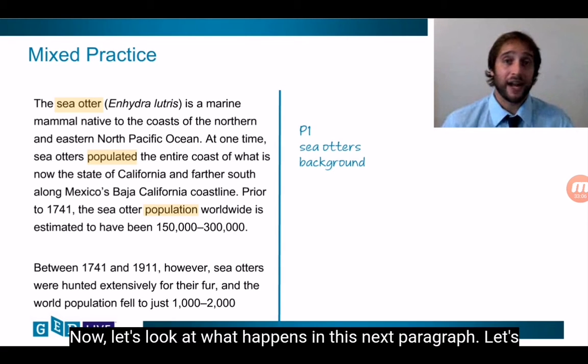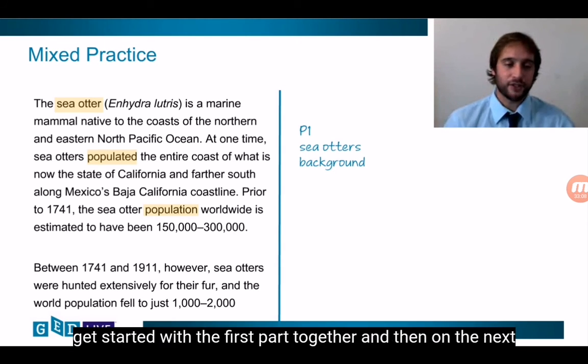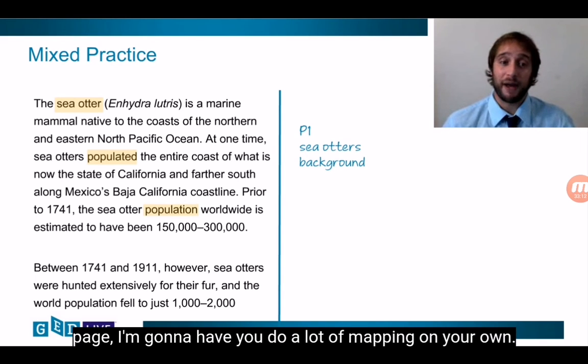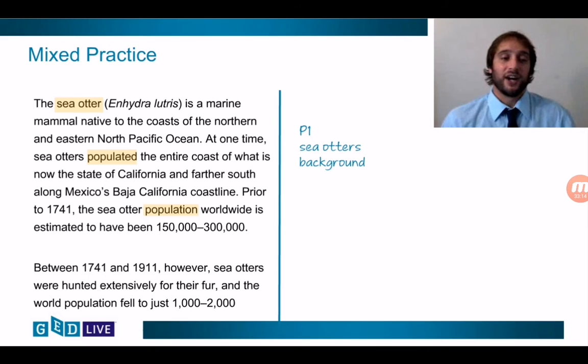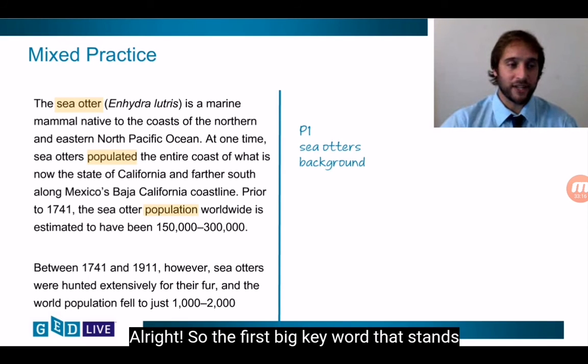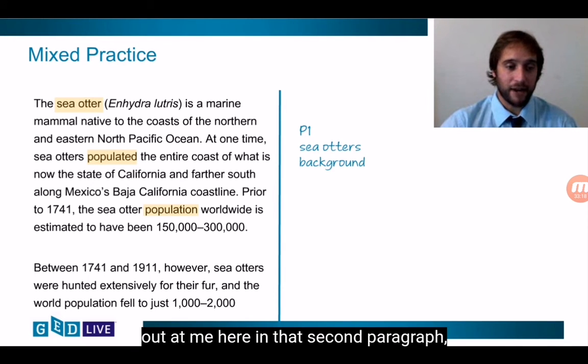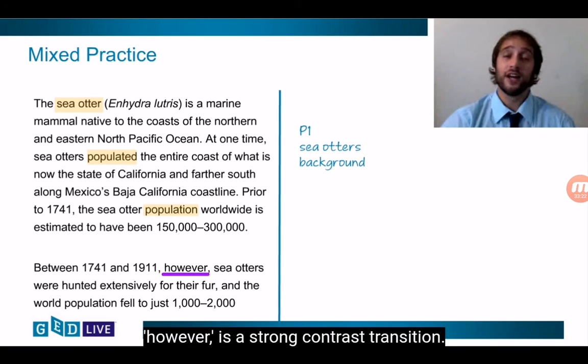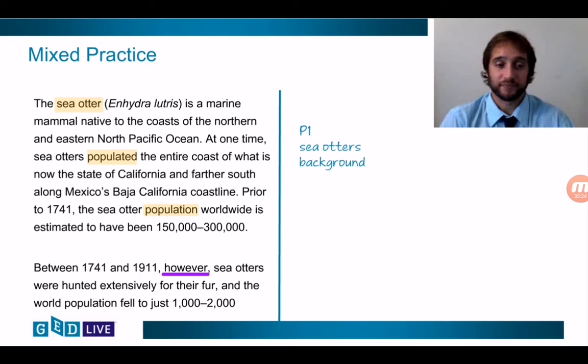Now, let's look at what happens in this next paragraph. Let's get started with the first part together, and then on the next page, I'm going to have you do a lot of mapping on your own. All right, so the first big keyword that stands out at me here in that second paragraph, however. It's a strong contrast transition.